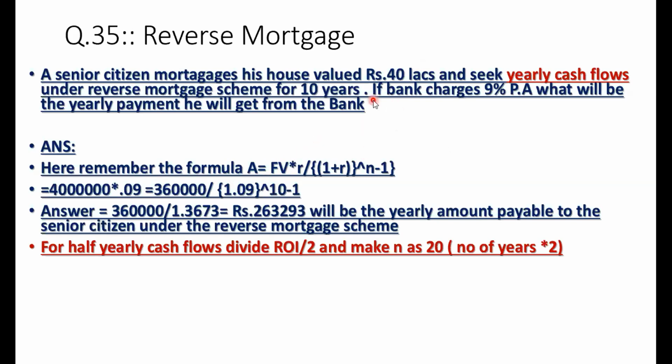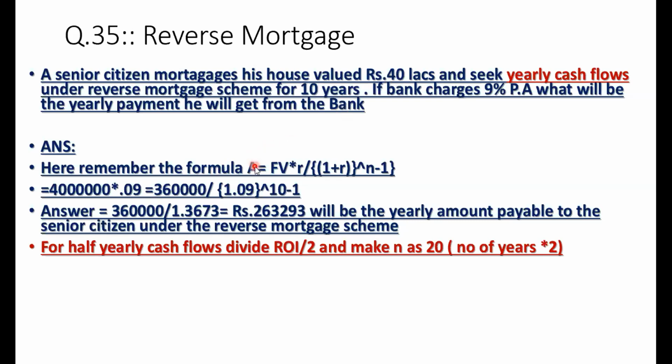Now, the house is valued at 40 lakhs, but how much loan they have not told. So I have taken 40 here because there is no margin, so the entire 40 is taken. In the next question, I am putting a margin also. See the question carefully: a senior citizen mortgages a house valued at 40 lakhs, and how much loan he is taking is silent. So the entire 40 lakhs is given as the loan.